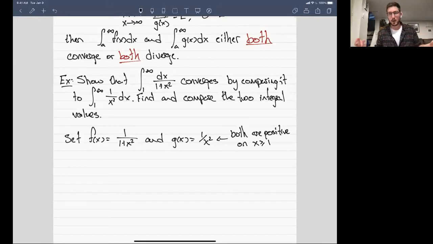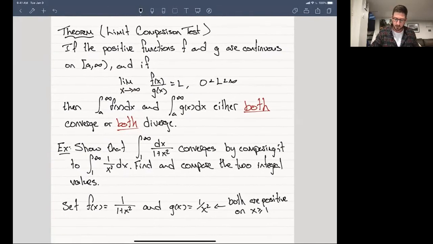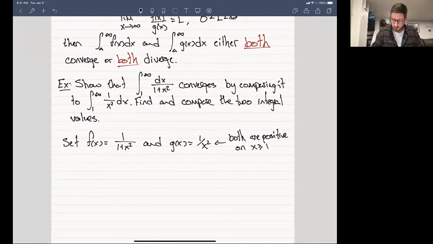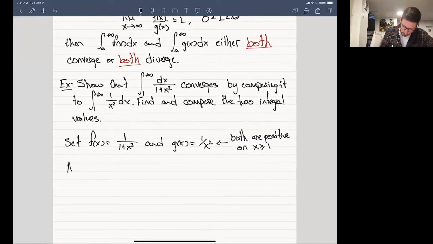So that's good, right? We can still invoke this limit comparison test theorem because we need these things to be positive. They're both continuous. They don't have any vertical asymptotes. They're non-singular as long as x is bigger than 1. And also, we're going to compare them. We remember how to do this. It usually takes L'Hopital's rule.